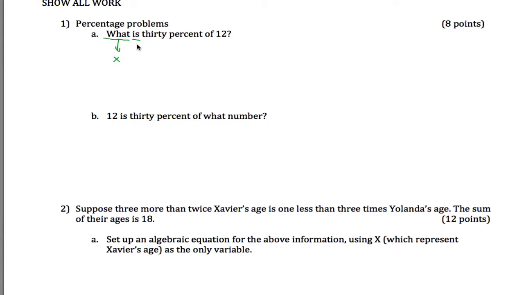What is 30%, well, let's fix that. What is 30% of 12? In other words, x equals 0.30 times 12. We got to figure out what that's equal to. 3 times 12 is 36. If you move the decimal place once, you get x equals 3.6.